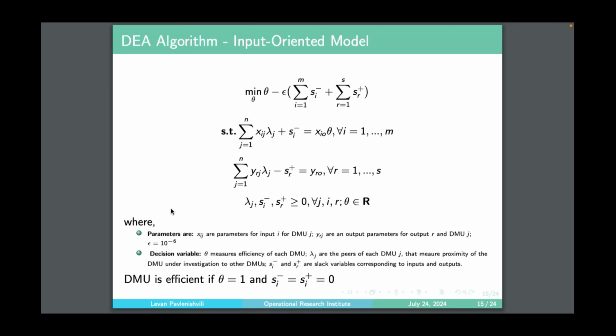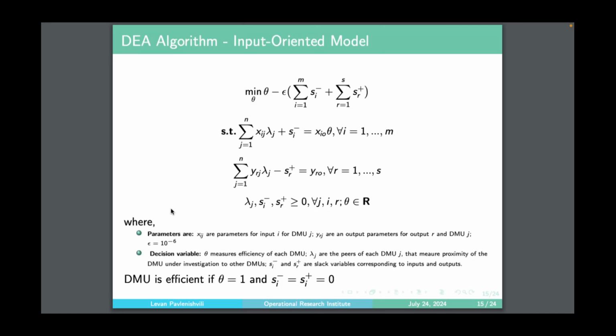And then I will get information, through lambda j's and slacks, about the distance from every other decision-making unit to this perfect unit. Okay.